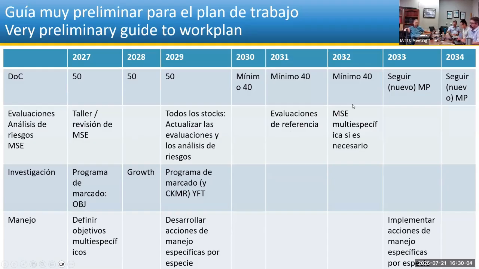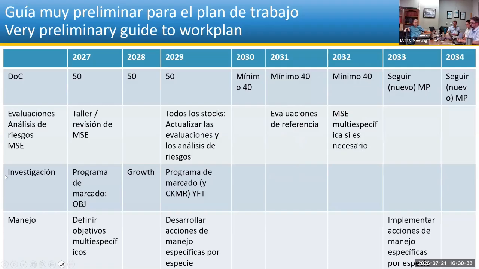Then over that 6-year period, because we're doing additional data collection and research, we would do a benchmark assessment in 2031, and then the following year we would update the management strategy evaluation, a multi-species management strategy evaluation.